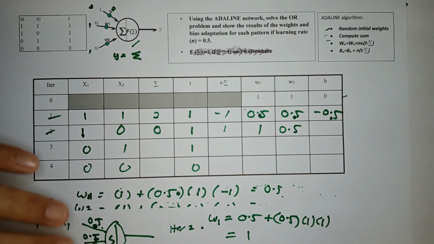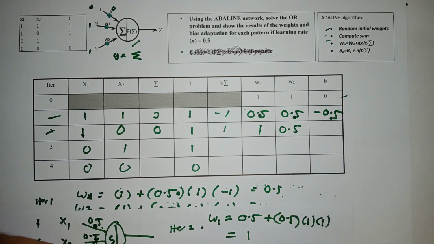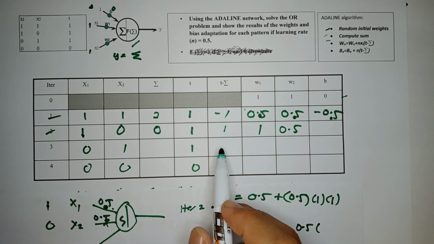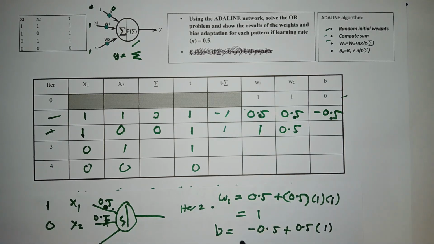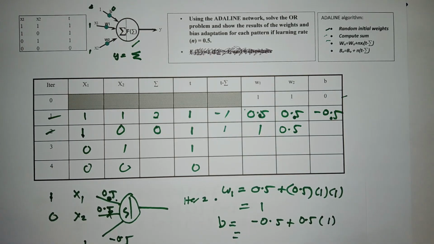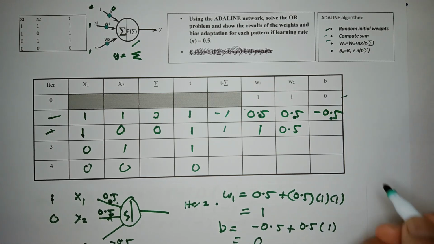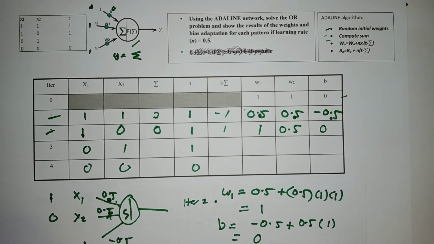So the next part is the bias adaptation. For the bias adaptation, your B old is equal to negative 0.5 plus learning rate 0.5, and then t minus summation equal to 1. So in this case, the new bias value will be equal to 0. So in this case, it will be equal to 0. So we are settled in terms of the second iteration.